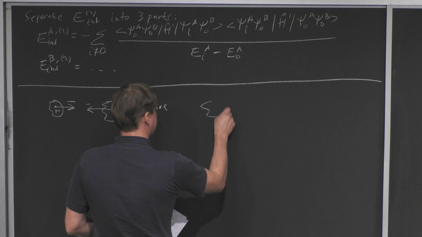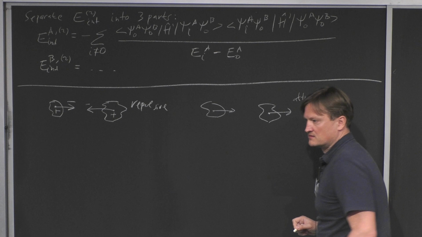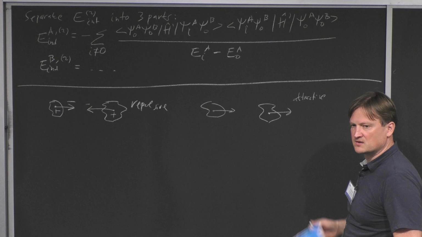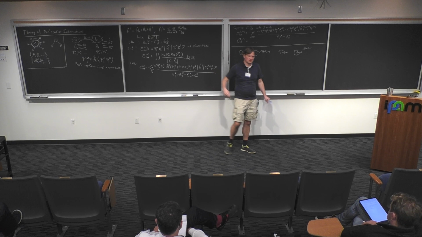And this one has the same orientation, then this would be, for example, attractive dipole-dipole interaction. Okay? So depending on the geometry of the two dipoles, you get either attraction or repulsion. And this is what this term would give you, right? So it can be both attractive and repulsive, depending on the orientations of the molecules which orient the dipole moments.